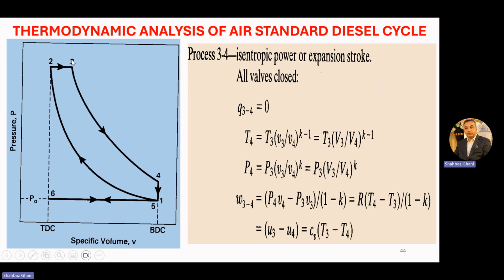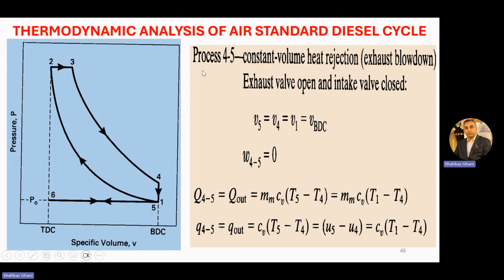Now process 3 to 4: isentropic power or expansion stroke. Valve conditions: all valves closed. So in terms of temperature and specific volume, we will get these equations, pressure and volumes. And in terms of work, we get these equations. Now process 4 to 5, constant volume heat rejection, is the exhaust blowdown. Exhaust valve open and intake valve closed. So this is the valve condition. So Q out will be in these equations.